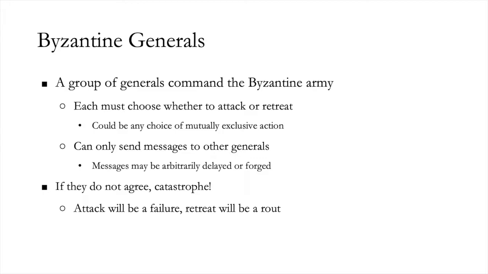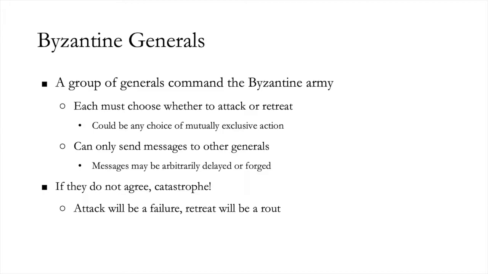But these messages that they can send to other generals in order to coordinate may be arbitrarily delayed or even possibly forged. So some messenger from the city in the metaphor could capture any messenger between these 2 generals and kill them, or could forge a message and try to convince one of the other generals that the first general had said something that in fact they hadn't said.